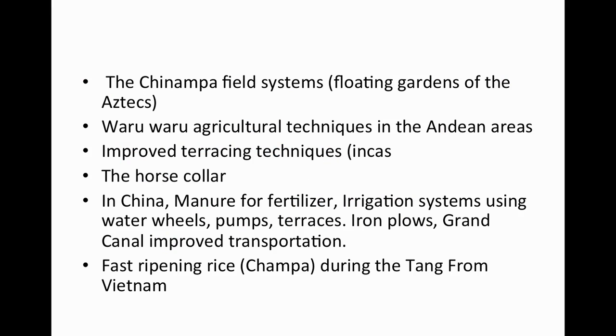So we have the Chinampa field systems. Remember, the Aztecs had these floating gardens that allowed them to grow more corn. The city of Tenochtitlan was actually an island, so they definitely adapted to the geography. Waru Waru agricultural techniques in the Andes Mountains. The Incas had the terracing techniques, right, where they were able to grow food on a mountainside.